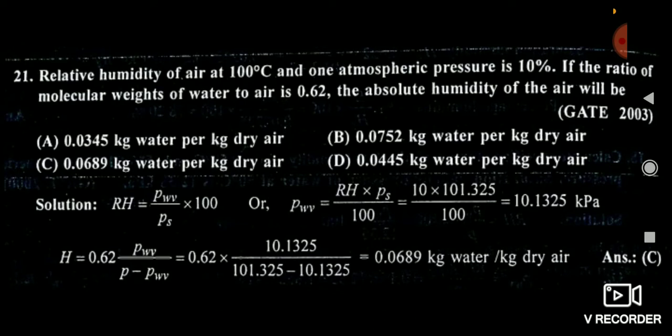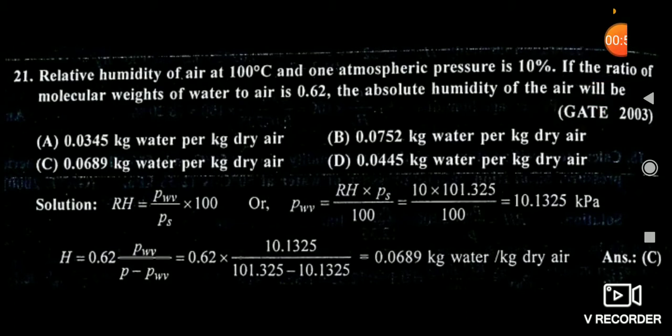And friends, now see the question. Here it is given that relative humidity is 10% at 1 atmospheric pressure, and the ratio of molecular weight of water to air is 0.62. This 0.62 value is also given in the question.